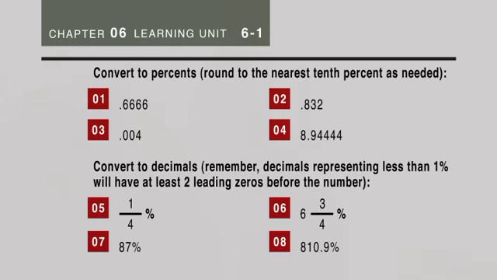Let's look at number 1. We're going to convert to percents and round to the nearest 10% as needed. So number 1 is 0.6666. All you need to do is move the decimal 2 places to the right and add a percent sign. 0.6666 ends up being 66.7%.